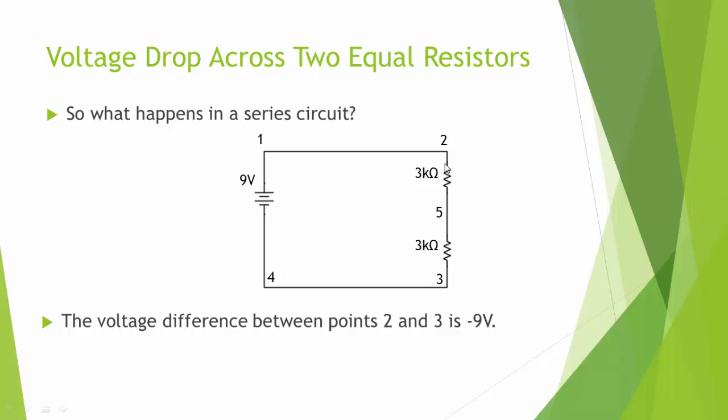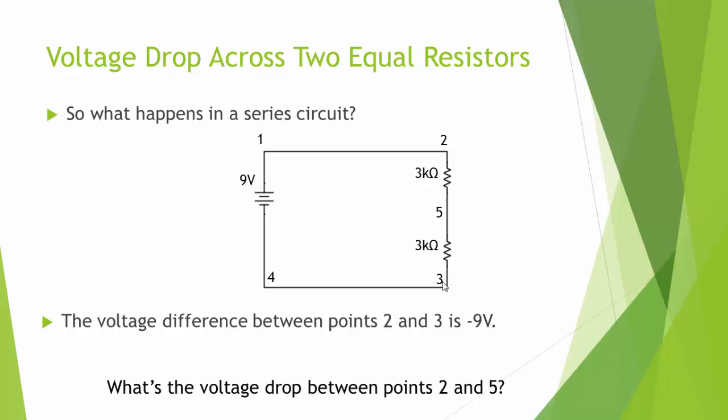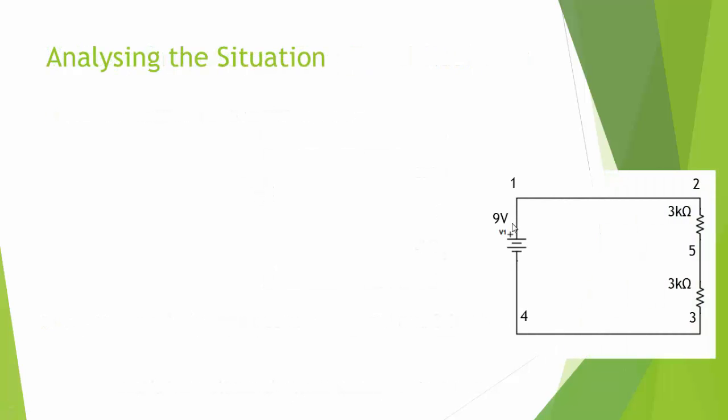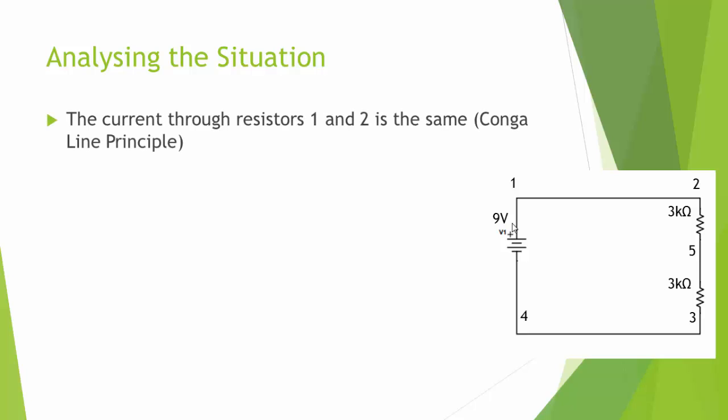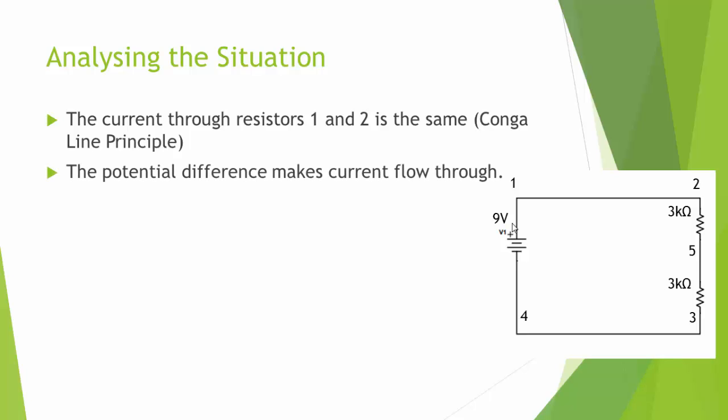Well, we can look at this and say the voltage difference between point 2 and point 3 is 9 volts. We know that. The question is, what happens to the voltage, to the potential as it moves from point 2 to point 5? Okay, if we were to analyze this, we can realize that the current through both resistors is the same, and we can recognize that Ohm's law applies. In other words, the current flows through the first resistor because of a potential difference from point 2 to point 5. And the current flows through this resistor because of the potential difference between node 5 and node 3.